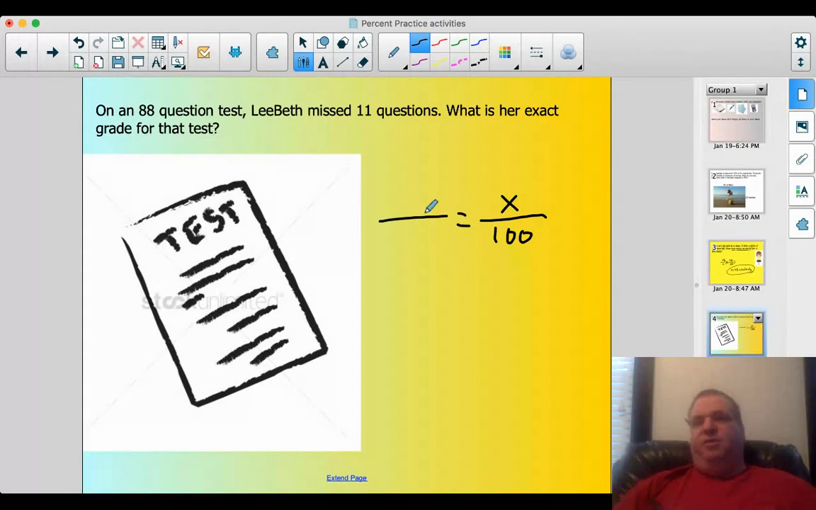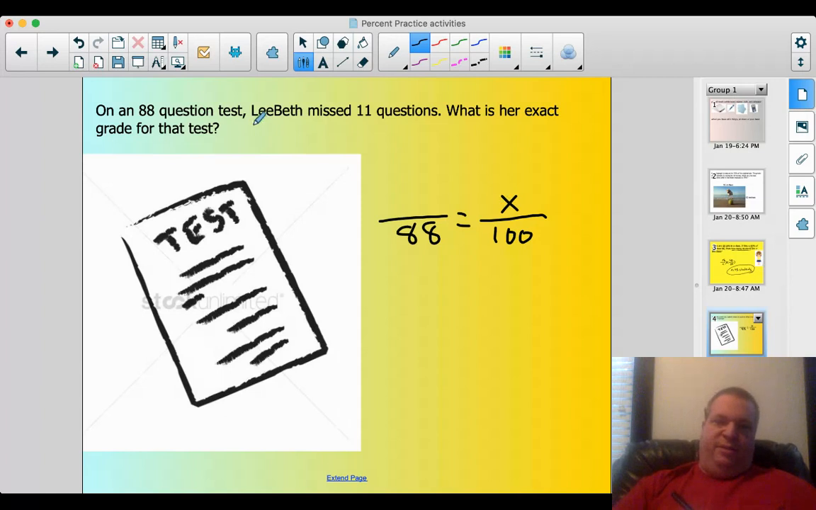So over here I have to have the part and the whole. The whole should be how many questions were on the test total. So it looks like it's 88. The top, if we're looking for her score, is going to be how many she got right. So remember, what you got right is your score on the test. The more you got right, the higher your score.